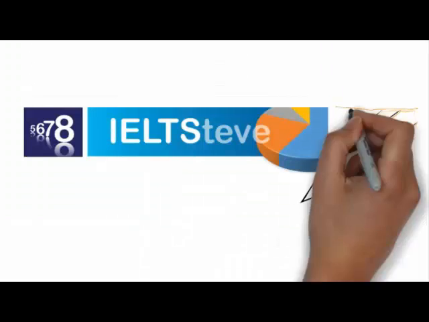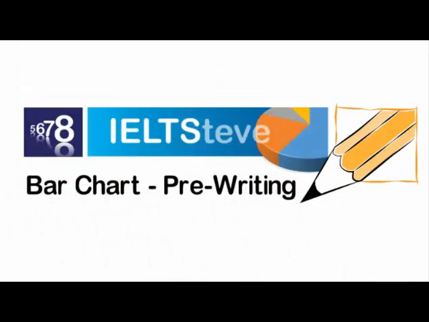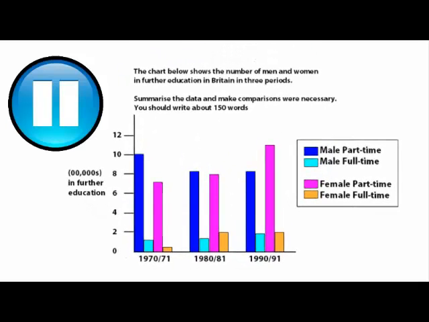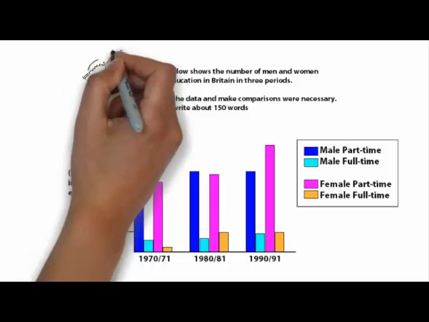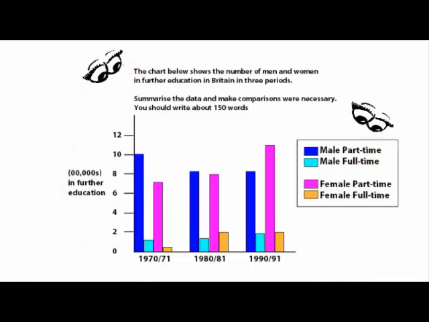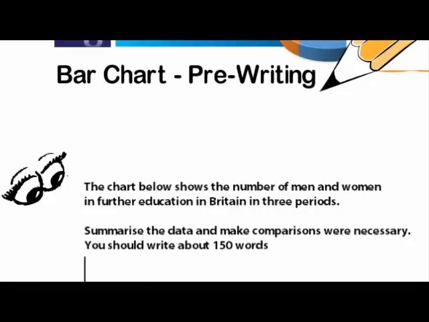So let's start today by looking at bar charts and how we can do the pre-writing, so things to notice beforehand. So just pause now and have a look and think about that yourself there. Look at these things, around the title, around the outside, along the bottom, and also of course the data in the middle. These are the things you should be looking at.